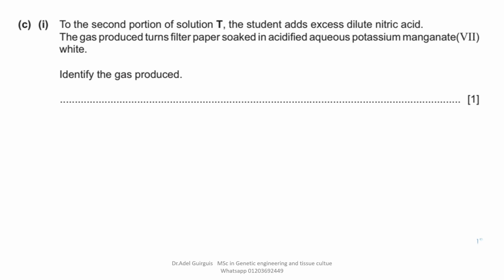Identify the gas produced. I said before, this is SO2 gas, sulfur dioxide. It decolorizes potassium manganate from purple into colorless, or potassium dichromate from orange into colorless also.